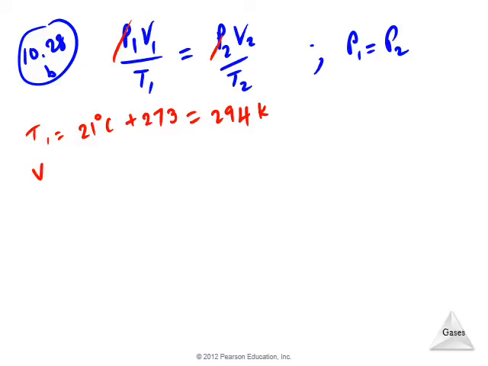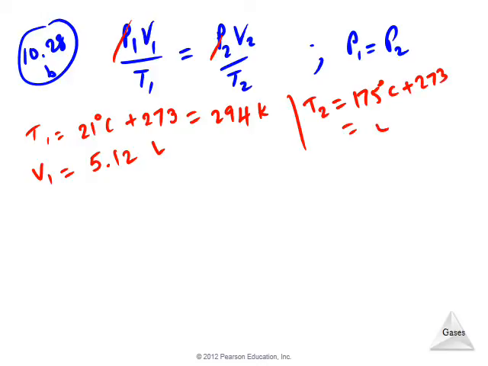The volume 1 is 5.12 liter. You need to calculate volume 2 at a different temperature. So temperature has been increased to 175 degrees centigrade, and you add 273 to that, and that gives you 448 Kelvin. So when temperature is increased to 448 Kelvin, what would be the new volume? Okay, so let's now use that expression that I have given on the top and solve for volume 2.